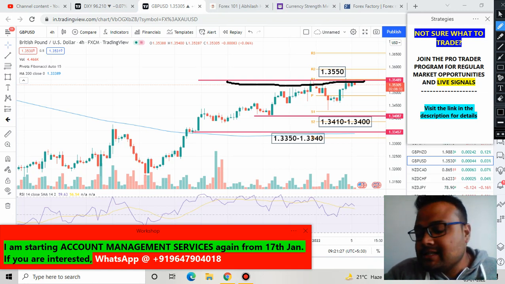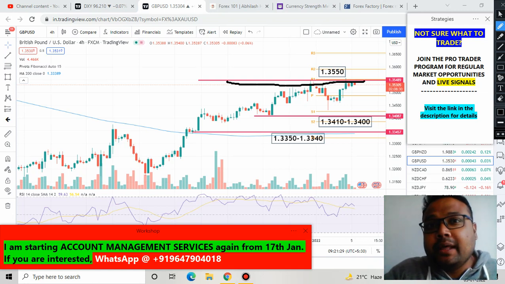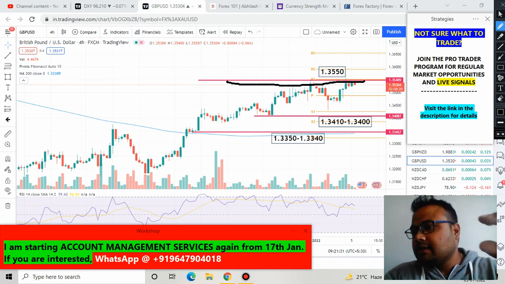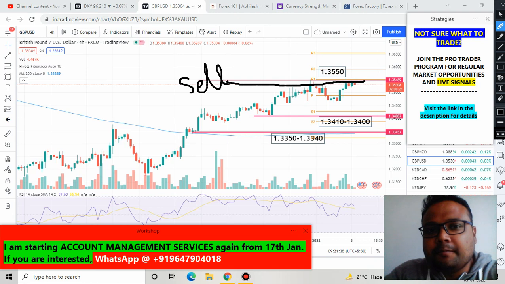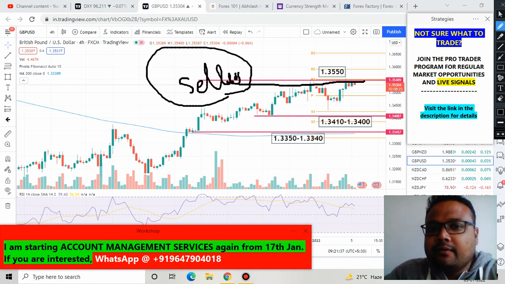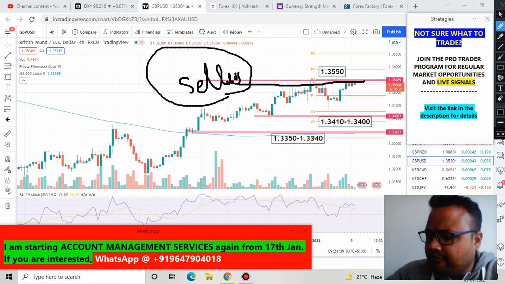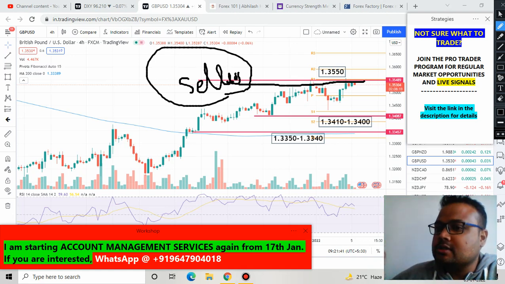Resistance. What does resistance mean? Resistance means a place of sellers where the concentration of sellers is higher. So sellers are sitting at this level. Whenever the market goes up and faces resistance, it usually goes down.